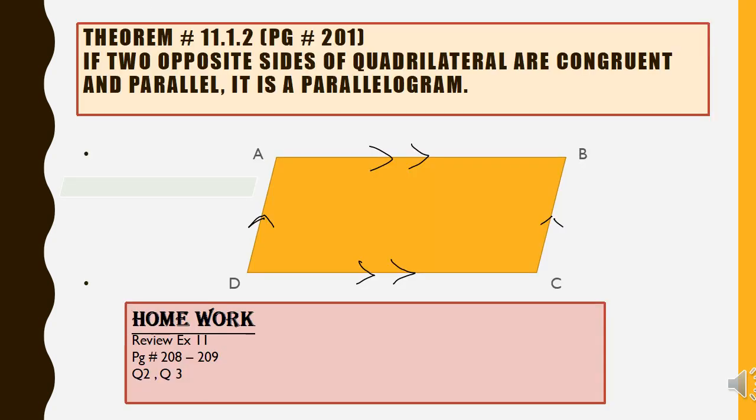Now we discuss the second theorem of this chapter: if two opposite sides of a quadrilateral are congruent and parallel, it is a parallelogram. Students, look at the diagram. ABCD is a quadrilateral. Now check that the measurements of the AD side and the BC side are the same, so they are congruent to each other. So the first property is applied: both opposite sides are congruent. Now they are also parallel to each other. Now the definition applies, so this quadrilateral is a parallelogram. This is also a definition of a parallelogram.